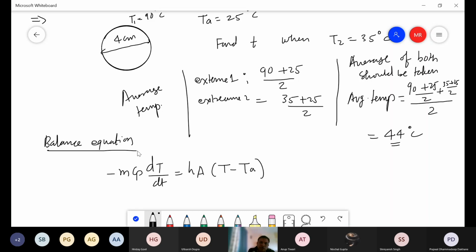So from this balance equation, we wanted to find out the time required for changing this temperature T1 to T2, isn't it? 35 degrees. That's what we are trying to find out.